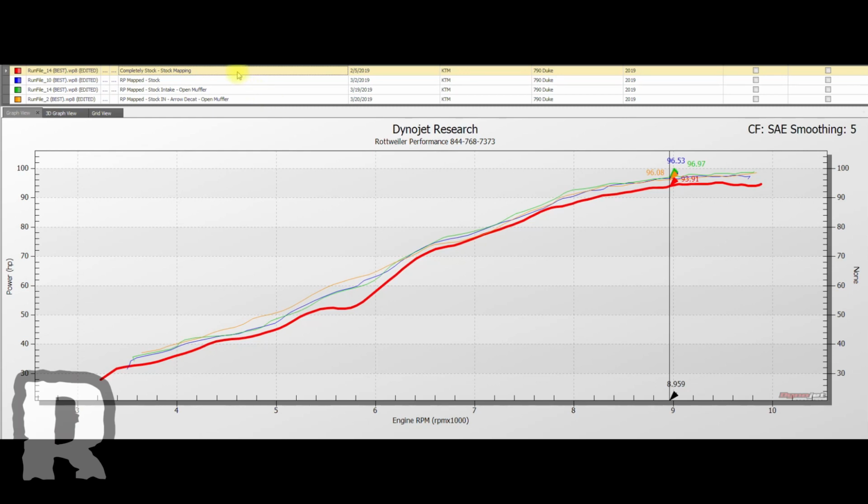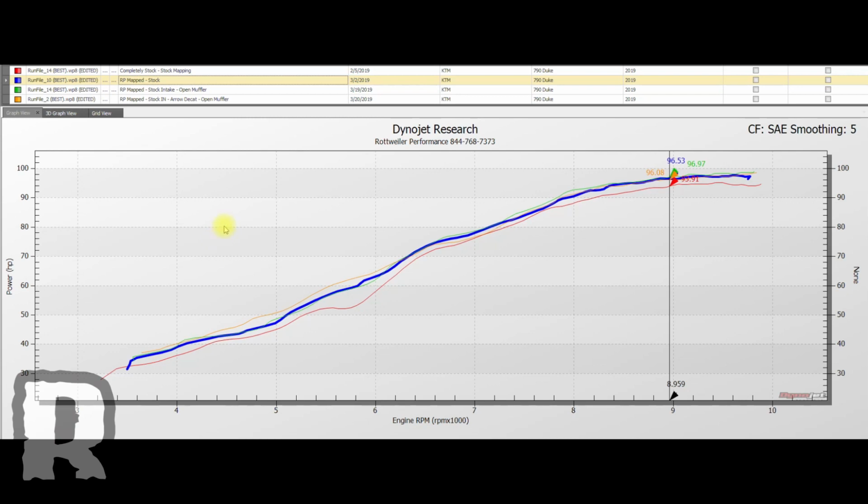So the first thicker red line you're looking at right here is basically bone stock mapping. As usual, there's always a bit of a dip right here on almost all bikes. Next line up here is mapped completely stock. So you can see what happens when you throw on Power Commander 5, our O2 dongles, and our map over stock. So great gains right here. You're looking at roughly 7 horsepower in some of these areas. We've gone from 52 to 58, so about 6.5 horsepower.